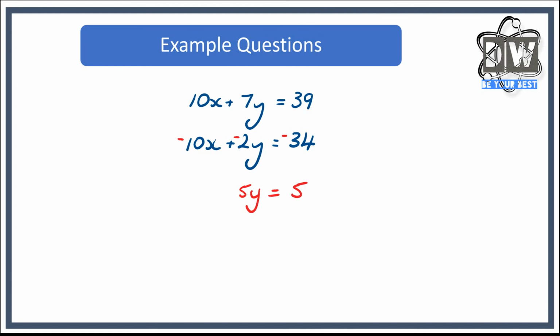We should all know we're going to divide both sides by 5, because 5 timesing by y, what's the opposite of timesing? It's divide. That's the reason why. And we end up with y equaling 1. Now, this is the new stuff.